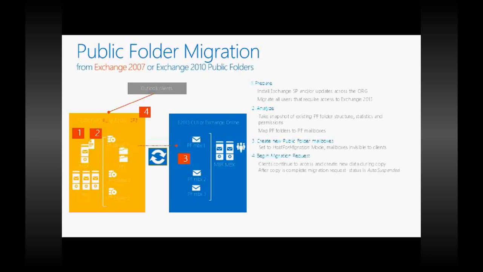So we can begin the migration process. We can start to migrate the public folder data from our legacy environment across to 2013. And we can do that by using the New-PublicFolderMigrationRequest. There's a cmdlet called New-PublicFolderMigrationRequest, and we can use that to bring the data over. Once it's completed copying the data across, it sets that request to be auto-suspended. So we haven't finalized the migration at that point. All we've done is brought the data across from our legacy environment across to 2013.